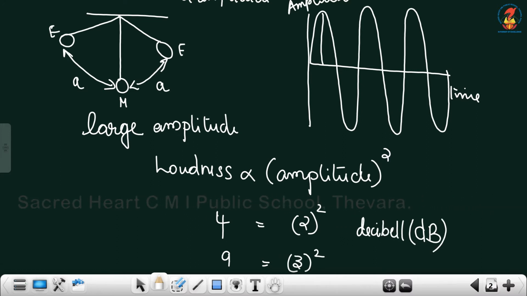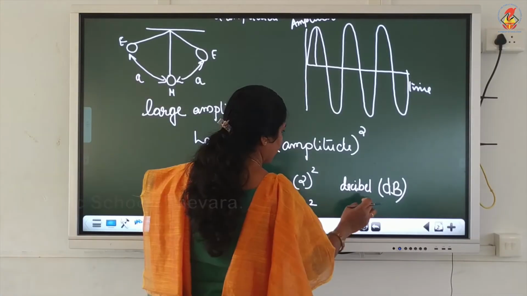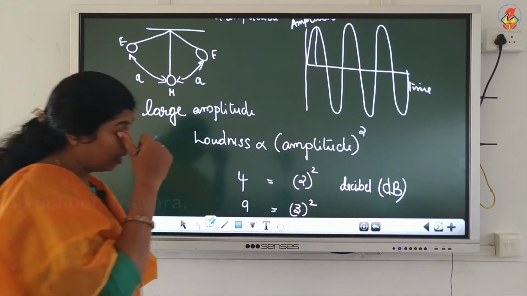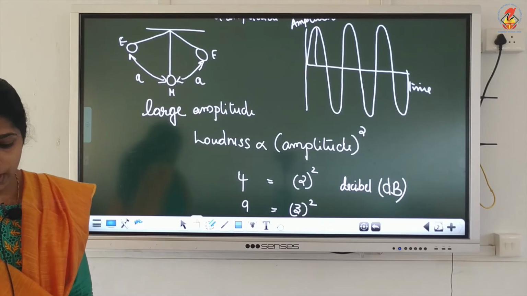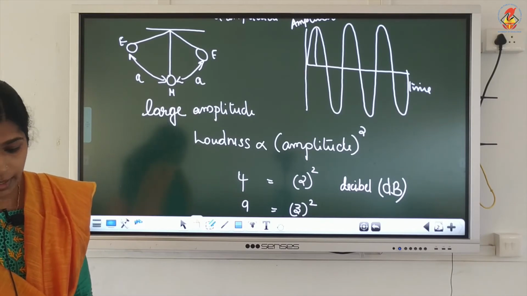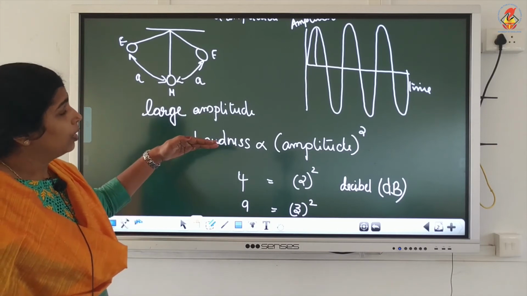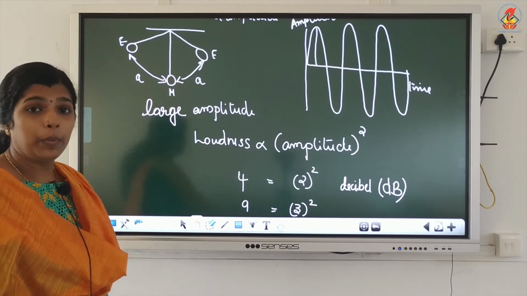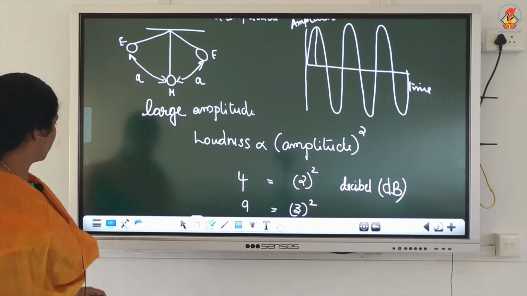The SI unit of loudness is the decibel. It is represented by the symbol dB. The maximum displacement from the mean position is represented by the amplitude.